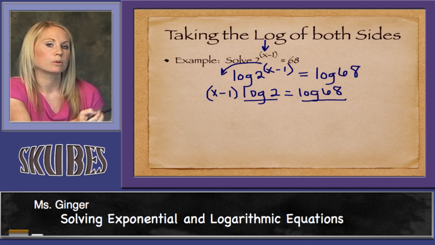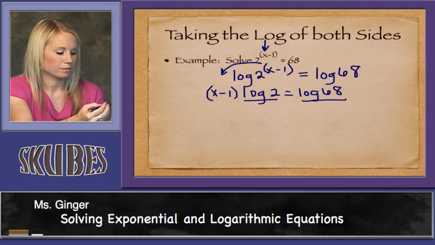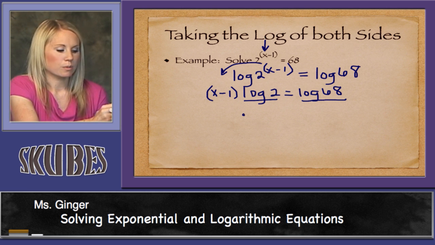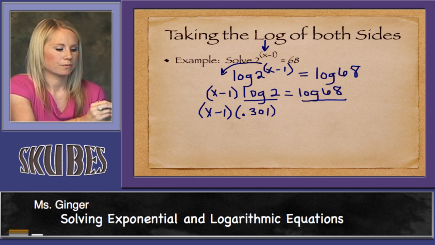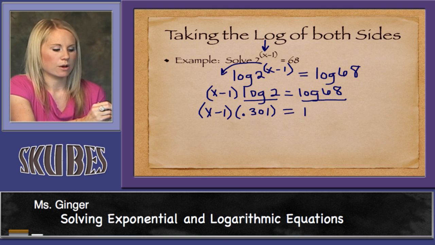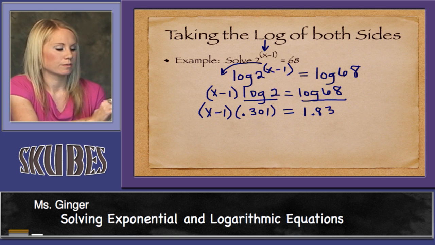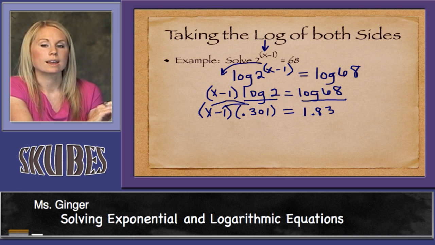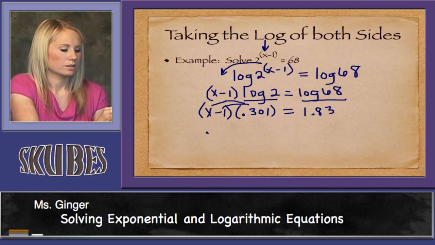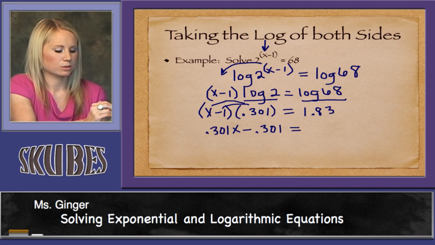When you do that, we're going to replace those values in where you see these. So log 2 is approximately 0.301. We're going to keep everything else that we have there. And log 68 is about 1.83. So we're going to continue to solve. We have ugly decimals, but that's okay. Our goal is to get our variable by itself, no matter what we end up with. So we're going to distribute on the left-hand side here. We need to distribute that 0.301 to the x and the negative 1. We'll have 0.301x minus 0.301 equals 1.83.